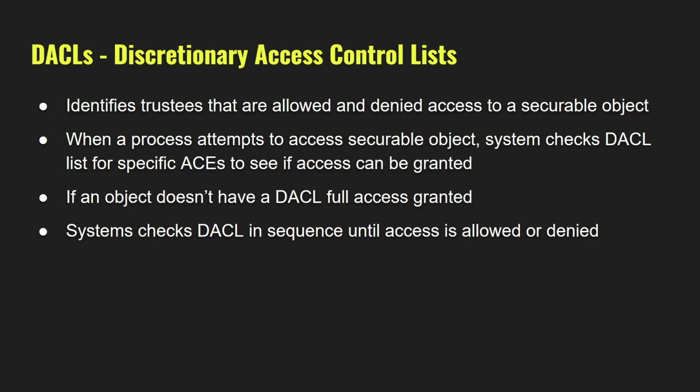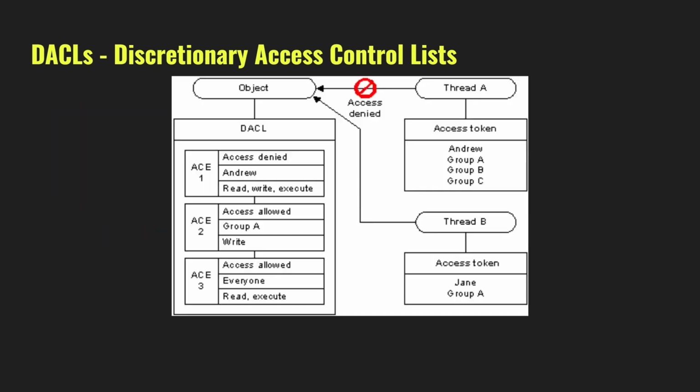If an object doesn't have a DACL, full access is granted, and the system checks the DACL in sequence until access is allowed or denied. So all that means is it'll just go down the list in an order, or whatever order they appear. And if it finds an ACE that's relevant, if it's denied or allowed, then you'll be allowed or denied access, depending on what user, things like that, what they're trying to do.